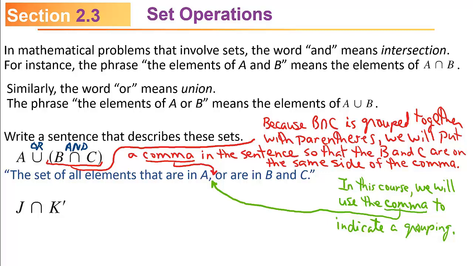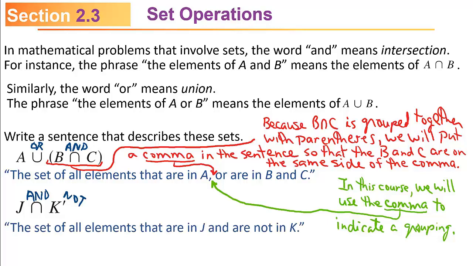How about this? J intersect K complement. So we're intersecting J with the things that are not in K. And is intersection. So you'd read this as the set of all elements that are in J and are not in K. So we're simply practicing saying and writing these mathematical statements in common English.